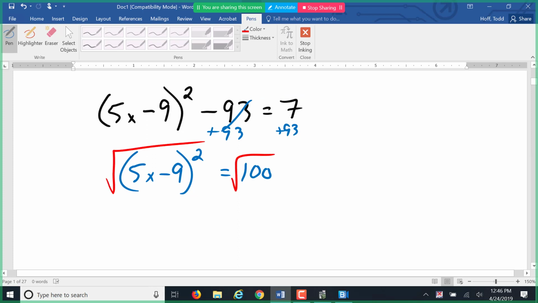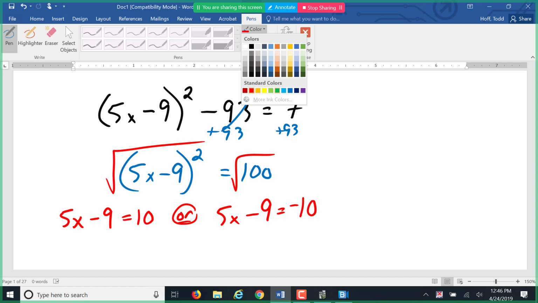Square root both sides. Now we're going to get two equations. What are they going to be? Good. Or negative 10, right? Now we solve both of those.